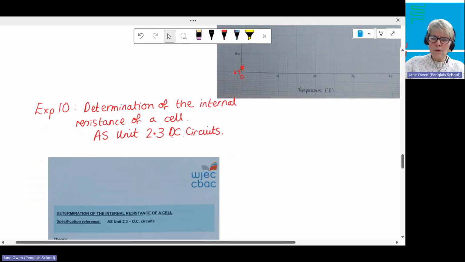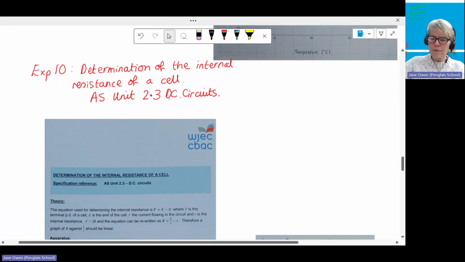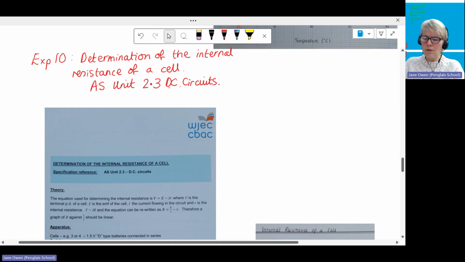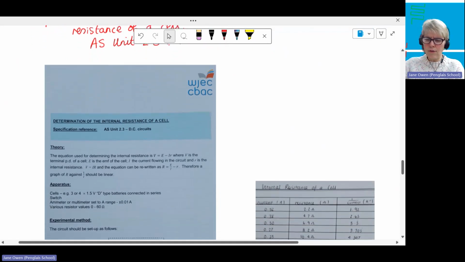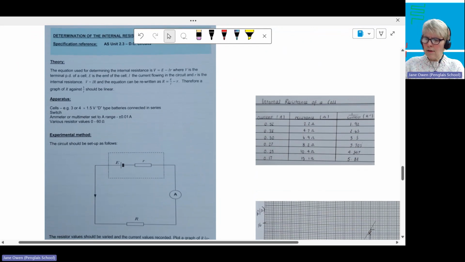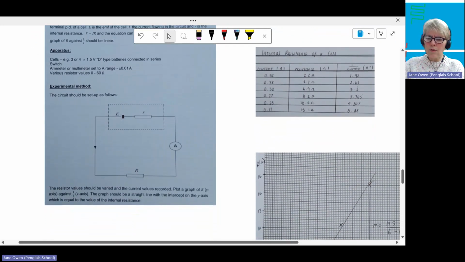Okay, right, moving on to experiment 10. Now, determination of the internal resistance of the cell. This relates to the AS Unit 2.3 DC circuits. And there is an equation that we will need for this, okay?